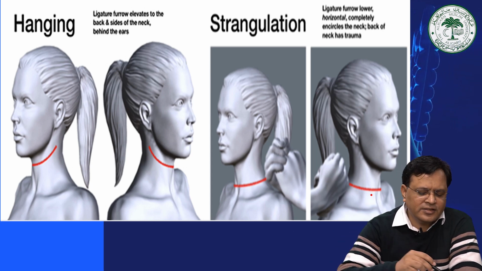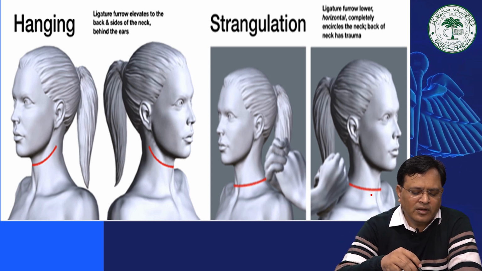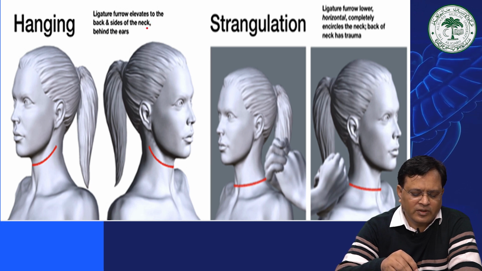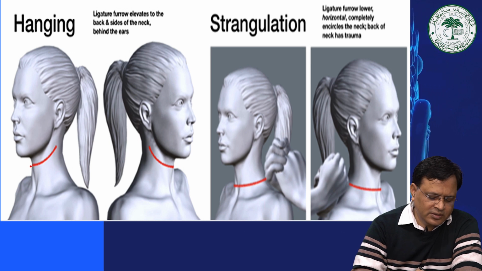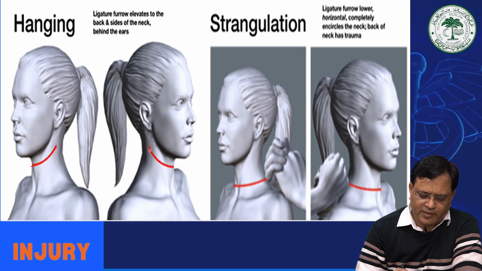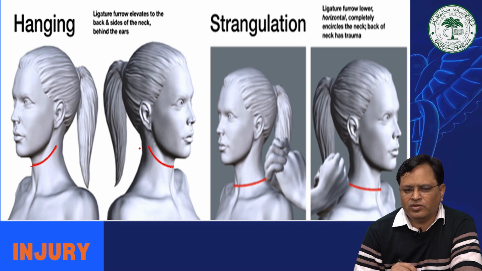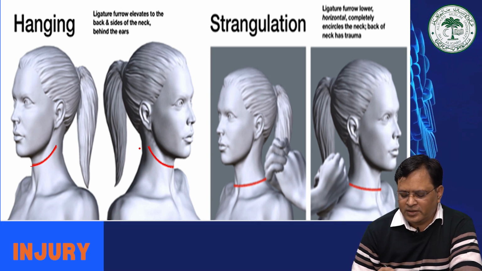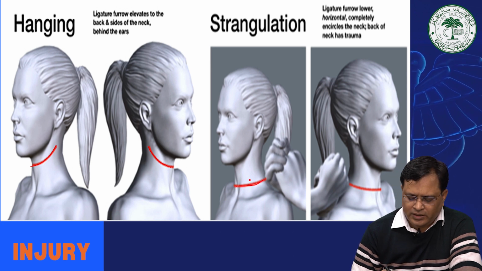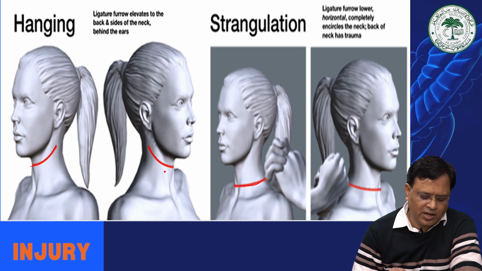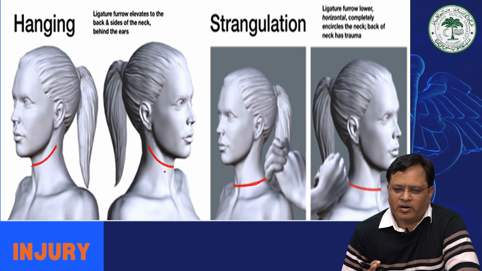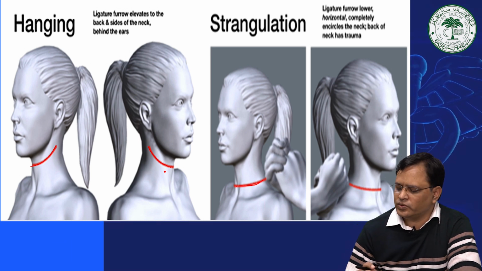This is a hanging case, one of the prototypes of a hanging case. The ligature furrow elevates back to the side of the neck, behind the neck. In case of hanging, it makes this type of mark, and it is almost incomplete most of the time. In strangulation, it is almost always straight, at the thyroid cartilage, above the thyroid cartilage. So we should have a broader differentiation between these two things.